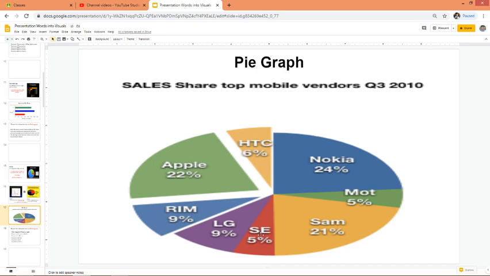And I'm sure this has changed a lot since then. But here you can see that the pie graph has the brand of mobile phone, and it shows the percentages. These little sections of the pie graph help the audience see that Apple has a big percentage, and Nokia and Samsung also have a big percentage of sales in the third quarter.